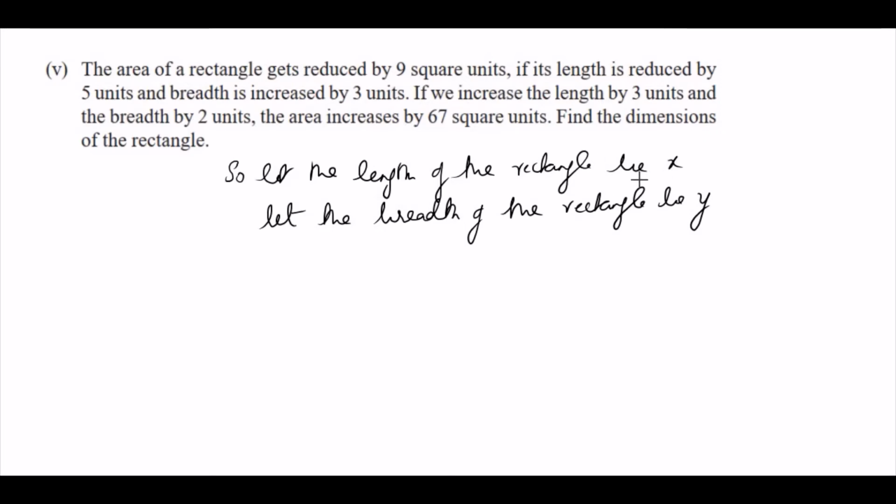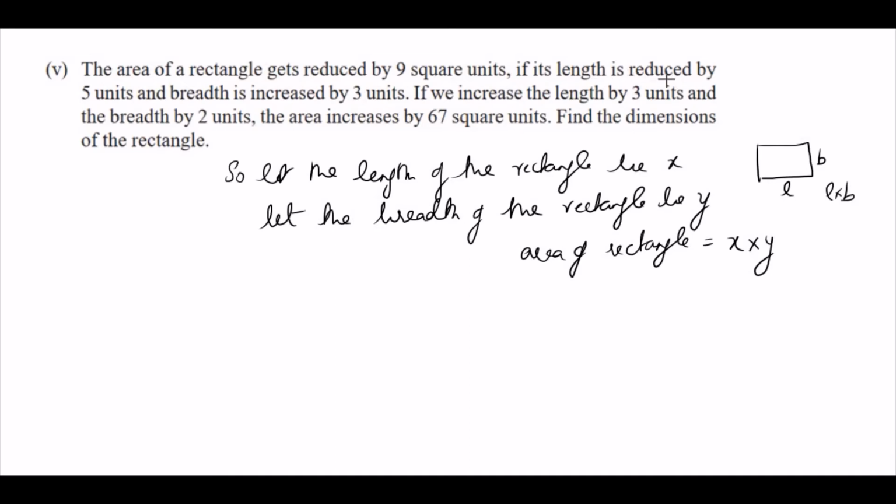So it's given, the area of the rectangle gets reduced by 9 square units. When the length of the rectangle is x and breadth of the rectangle is y, area of the rectangle will be x into y. That is, you have learned area of a rectangle is length into breadth. So here we have taken length as x and breadth as y. So area of the rectangle will be x into y. Now we have to find out the relation. That is, the area of the rectangle gets reduced by 9 square units if its length is reduced by 5 units and breadth is increased by 3 units.